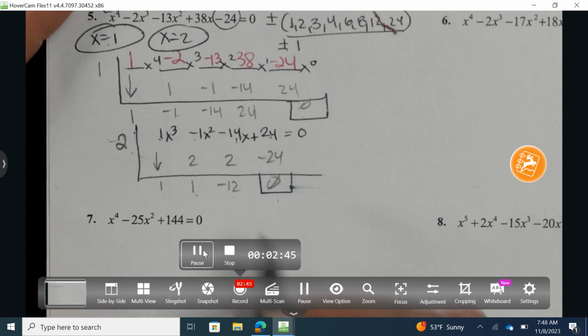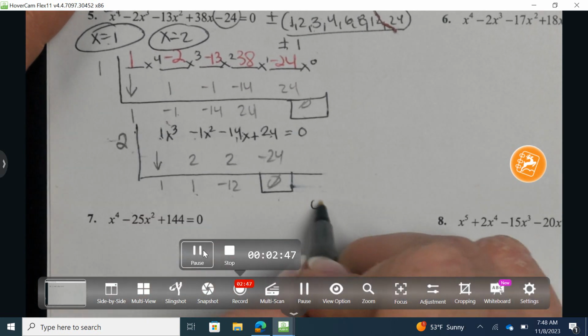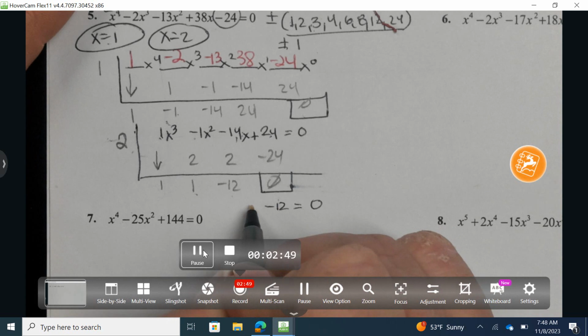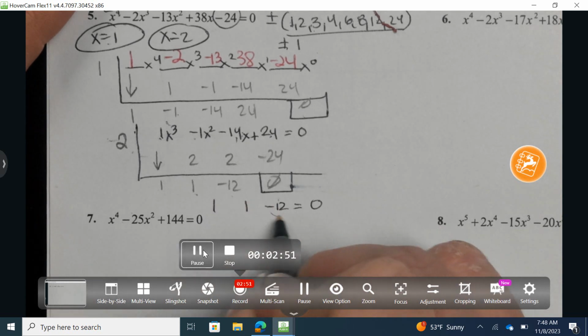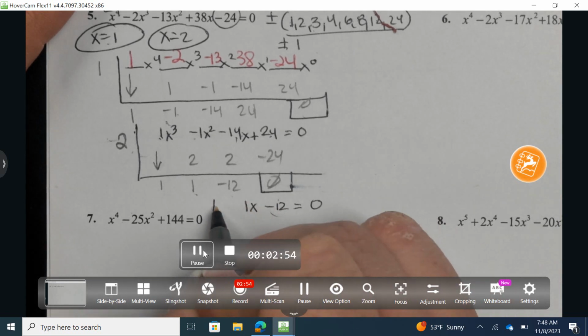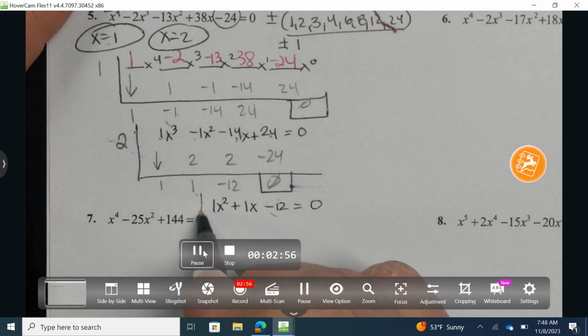Now, what can I do with this? Let's write this as an equation: 0 equals negative 12, 1, and 1. This is the constant with no x's, then 1x, and 2 x's.